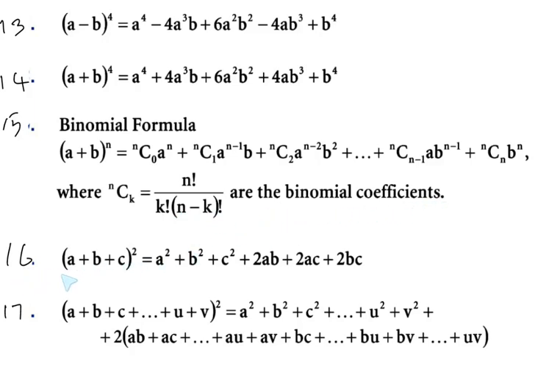Now the 16th one, (a + b + c)^2 is equal to a^2 + b^2 + c^2 + 2ab + 2bc + 2ca. And (a + b + c + and so on + u + v)^2 is equal to a^2 + b^2 + c^2 + and so on + u^2 + v^2 + 2 into (ab + ac + and so on), like that. You can write it.